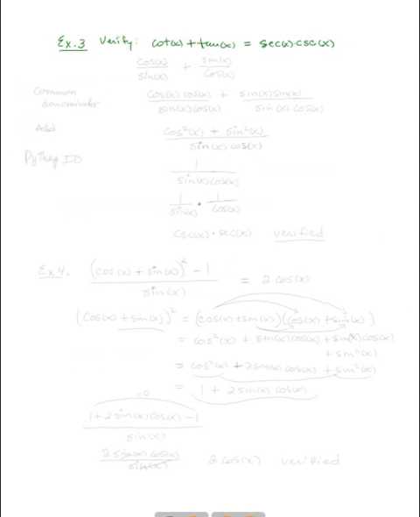Okay, example 3 is to verify the identity, or the claimed identity. The cotangent of x plus the tangent of x is equal to the secant of x times the cosecant of x. Well, now that's kind of a strange looking identity. It's saying the sum of two things is equal to the product of two different things. But, okay, so let's see if we can do something with this.